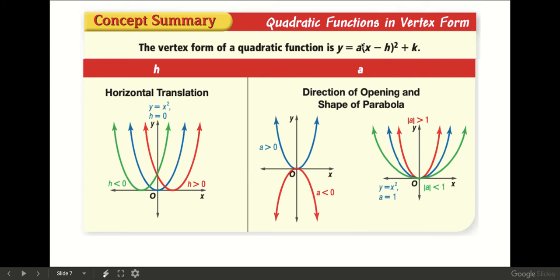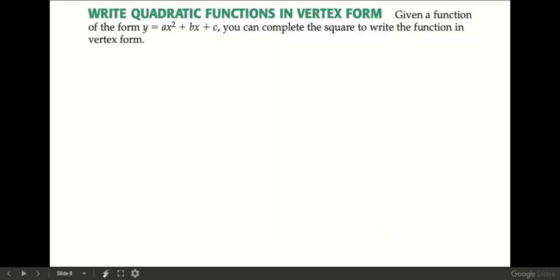And remembering that the a value impacts which direction it opens. If it's positive, it opens up. If it's negative, it opens down. The shape of the parabola is also affected by a. If a is a value larger than 1, it's going to get narrower. And if an a value is between 0 and 1, a number smaller than 1, it's going to get wider. So those are the big key concepts to take away there.